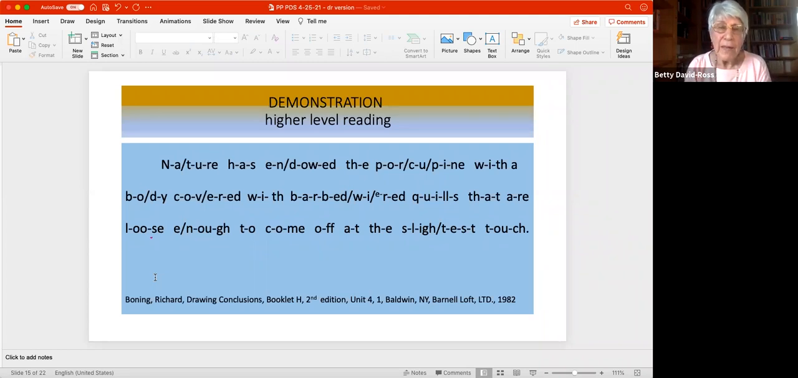Okay. The ed at the end of endowed is not a separate syllable, despite the fact that the e is there. It's endowed. So the ed represents one sound, d. Yeah, you have got to listen.